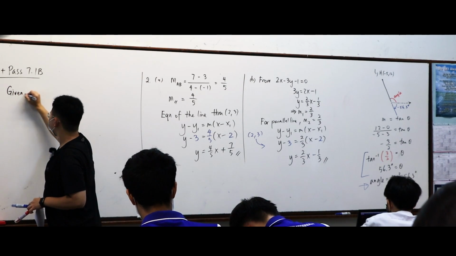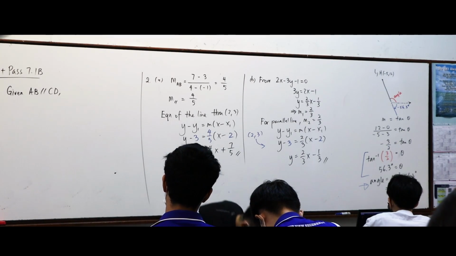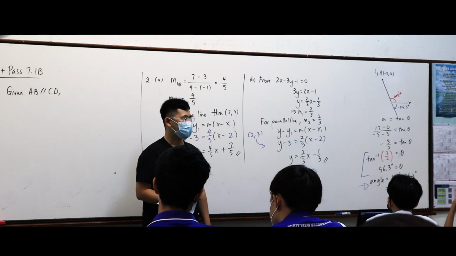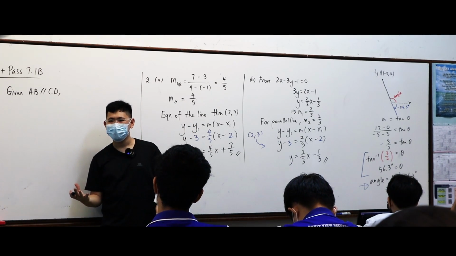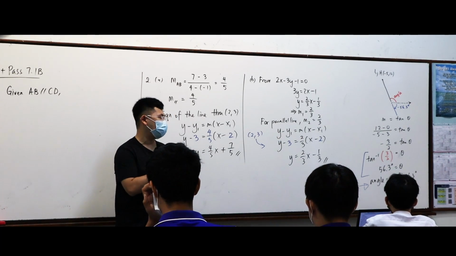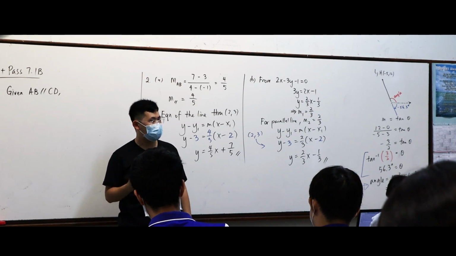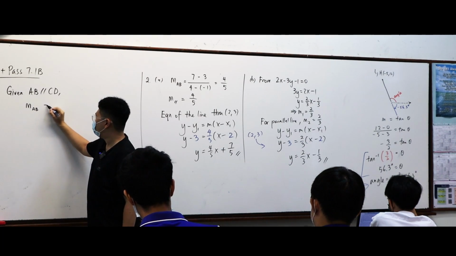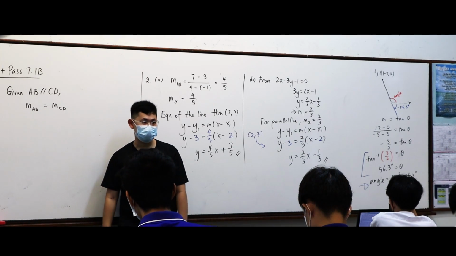So given AB is parallel to CD, because they are parallel, what information can you use now? Because these two are parallel, M1 equals M2. But in general, because we don't have line 1, line 2, we have AB and CD, I'm just going to use a short trick to label my gradient. So the gradient of AB is going to be equal to the gradient of CD. You can also write it like this.